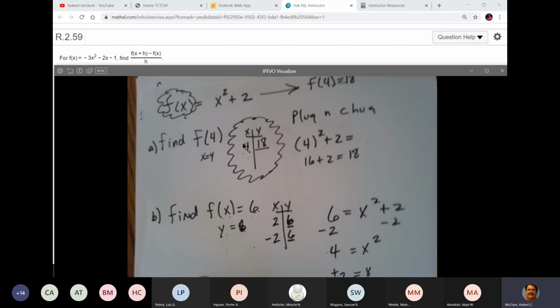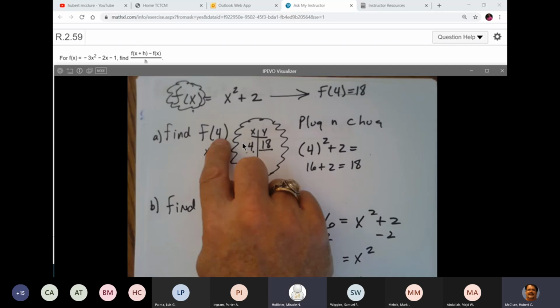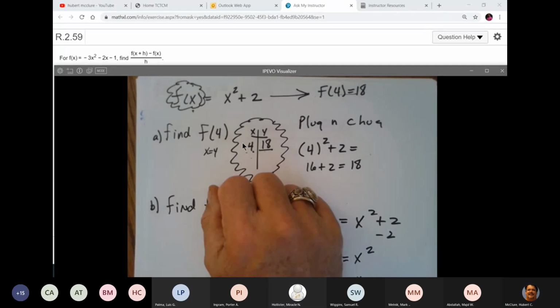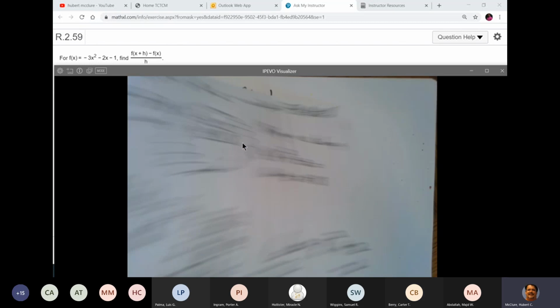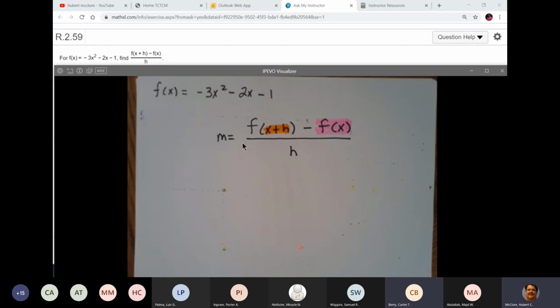What does it mean when you have a 4 in the parentheses of f of something? What does that mean you do with that 4? You plug 4 in for x. Okay, so what does x plus h in parentheses mean? You plug x plus h into x. Into the function, right?